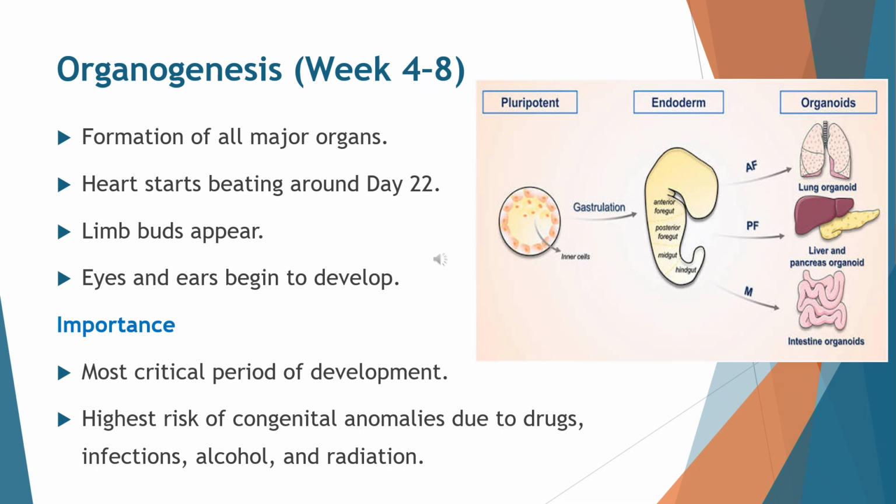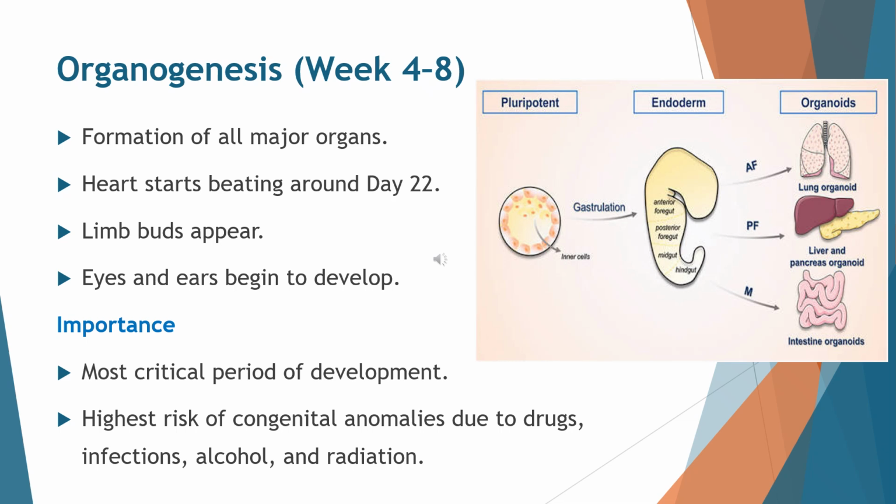Now, why is this period so important? Week 4 to week 8 is considered the most critical period of embryonic development, because all the major organs are forming during this time. Since the organs are developing rapidly, the embryo is highly sensitive to harmful substances. Exposure to certain drugs, infections, alcohol, smoking, or radiation during this period can interfere with normal organ development and may lead to congenital anomalies or birth defects.